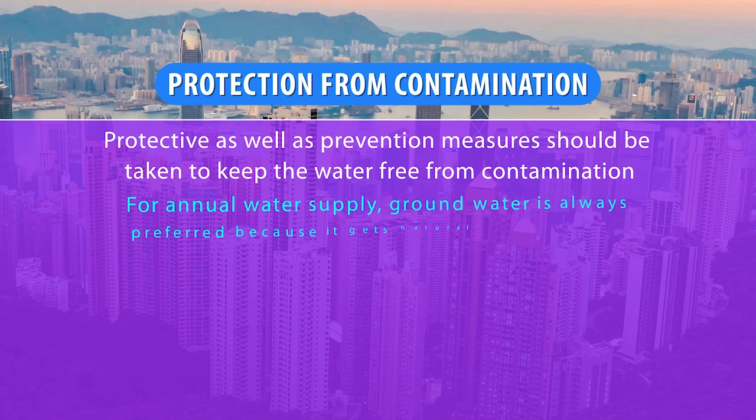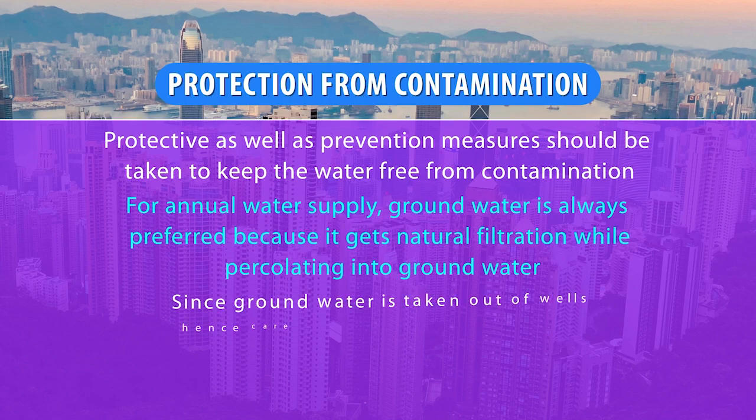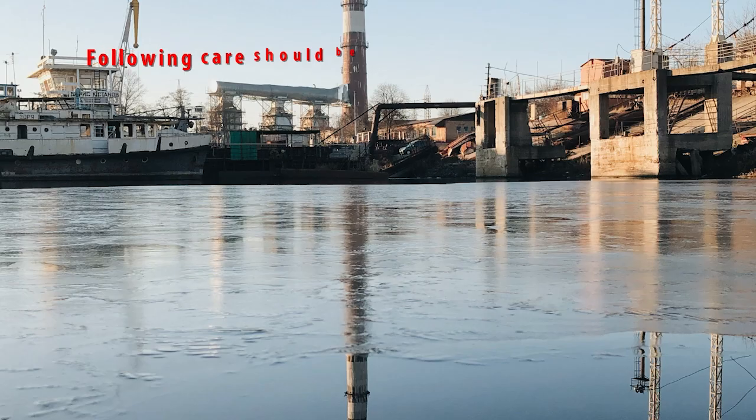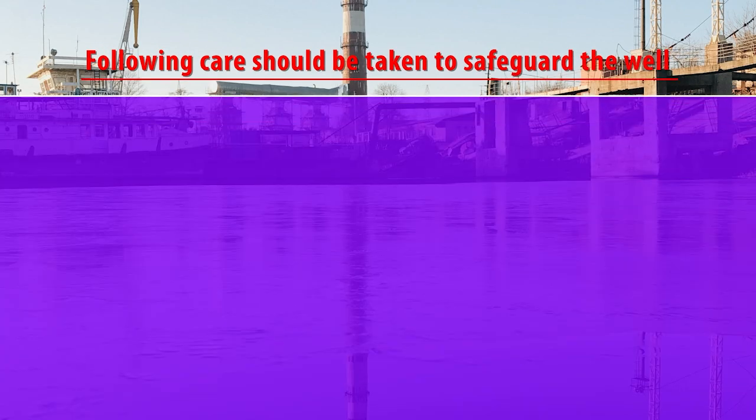Protection from contamination. Protective as well as preventive measures should be taken to keep the water free from contamination. For rural water supply, groundwater is always preferred because it gets natural filtration while percolating into the ground. Since groundwater is taken out of wells, care should be taken to prevent the well water from contamination. The following care should be taken to safeguard the well.